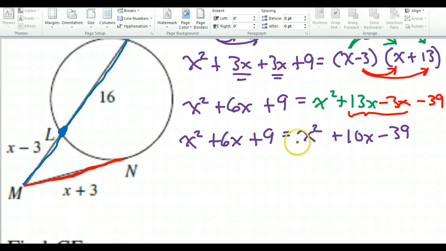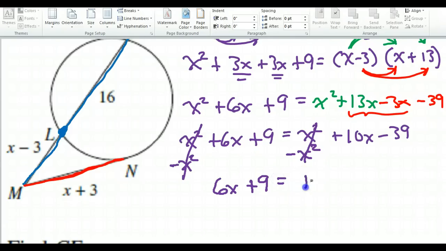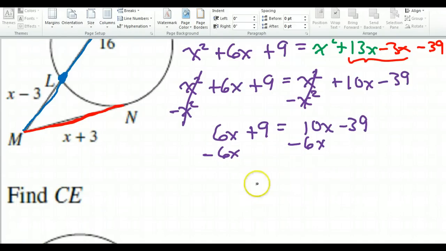Yeah. So look, it's time to get things on one side, but as soon as I subtract x squared from both sides, look what happens. Both x squares cancel each other out. I kind of love it when that happens because that means I don't have to do the quadratic formula. Equals 10x minus 39. Time to subtract 6x. So that'll be 9 equals 4x minus 39. Add 39 to both sides.